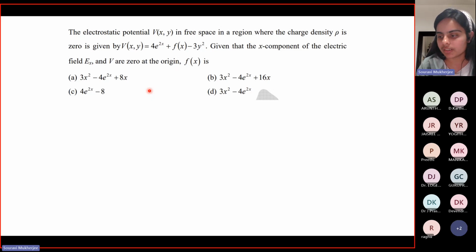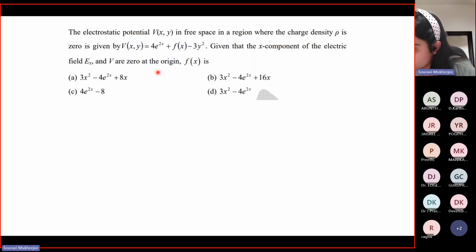So the first hint would be to look at what conditions are given and tell me what relations are to be used. There is a condition including rho, there is a condition including Ex, and there is a condition including V, right? So first consider the condition with charge density being 0 and your potential is given.